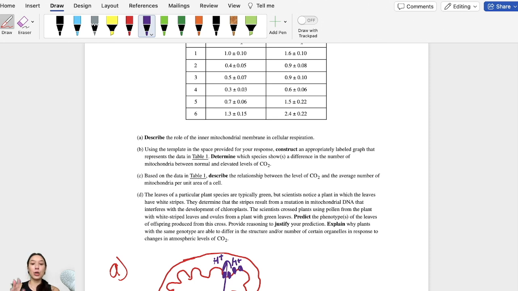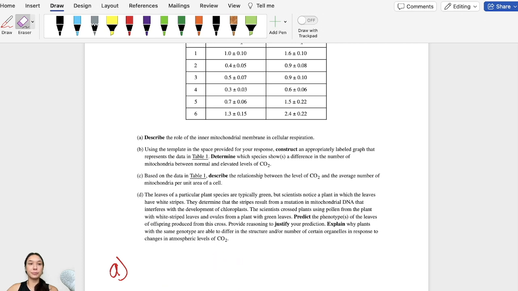Okay, so for this one, there are a couple different ways you can answer it, but that's the main gist of it. You can say that this is where the ETC is located, so I'll write all the possible options they accepted. ETC located. You could have also said this is where oxidative phosphorylation happens.